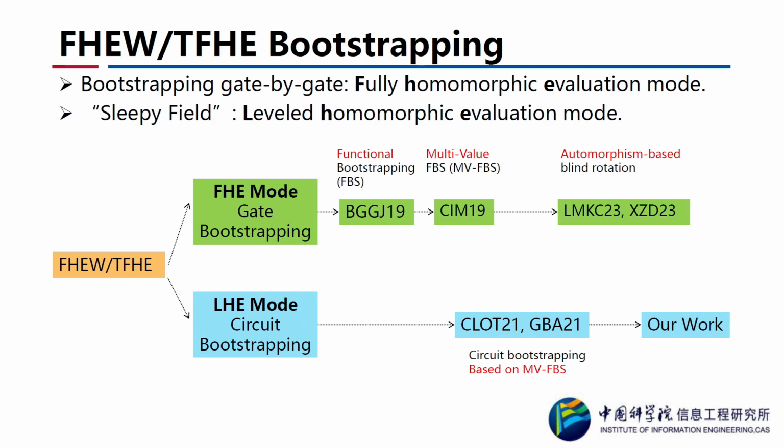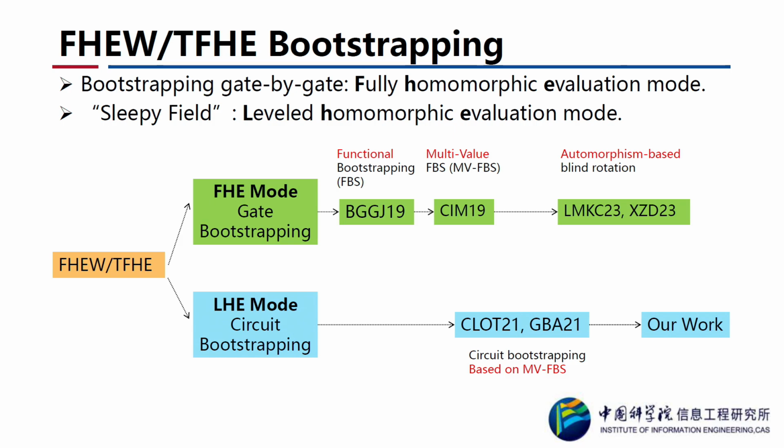Let's continue to talk about FHEW and TFHE bootstrapping. In fact, there are two evaluation modes in FHEW-like crypto systems. The first is the fully homomorphic evaluation mode. It means that we do bootstrapping gate by gate. And there is lots of work focused on this area to improve the efficiency or functionality of gate bootstrapping. For example, functional bootstrapping, multi-value functional bootstrapping, full domain functional bootstrapping, private functional bootstrapping, and so on.